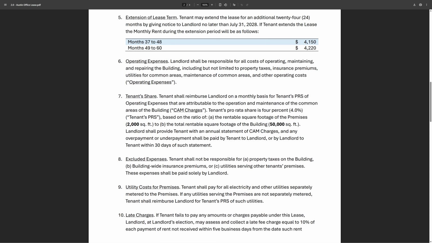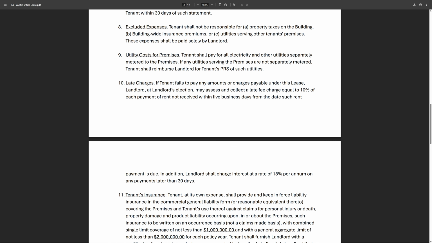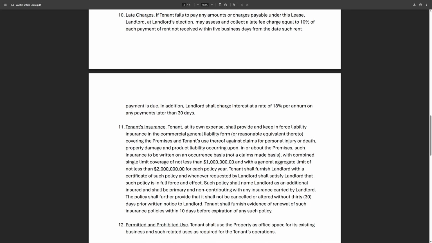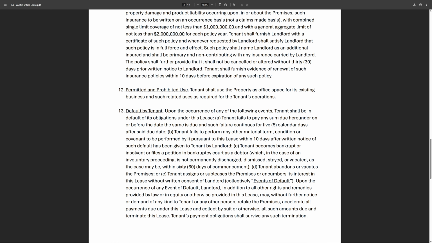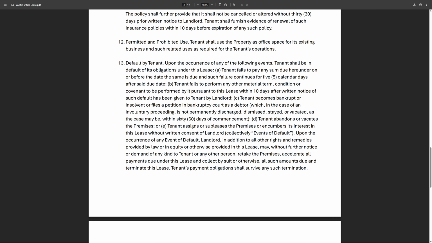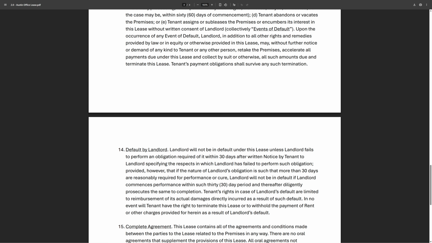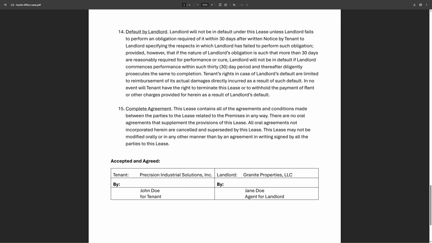Then after that, there is really nothing of importance as far as the accounting is concerned. The lease lays out potential late charges, discusses the insurance we're required to have, but again, this is between us and an insurance company, so nothing to do with ASC 842. Then just some standard language about permitted use, what happens if either party defaults, and the note that this is the complete and only agreement between the parties.